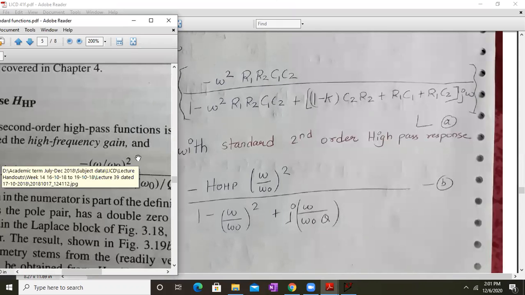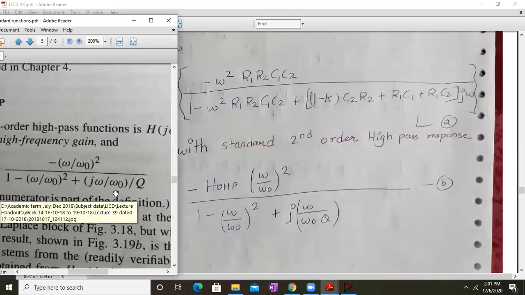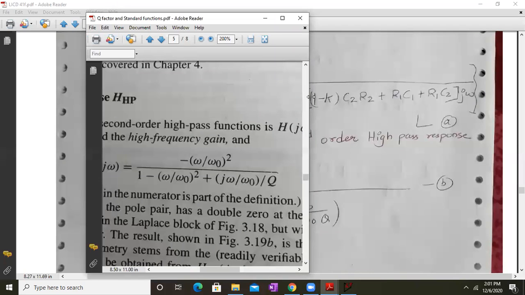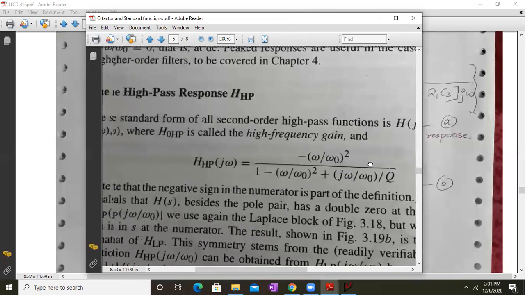Omega upon omega naught square divided by the denominator, we have 1 minus omega upon omega naught square plus j omega upon omega naught divided by Q. So that's the standard second order high pass response transfer function given by. Okay, here HOLP is considered.